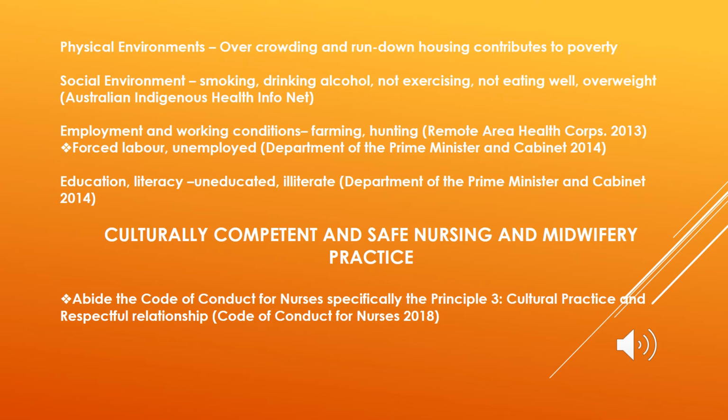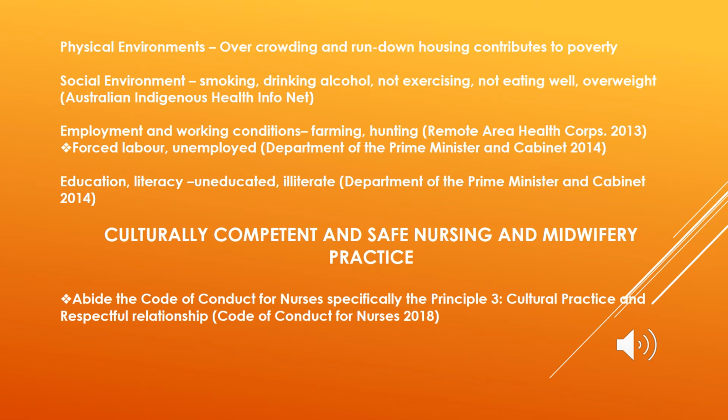Physical environments: overcrowding and rundown housing contribute to poverty in Gunbalanya and other remote areas in the Northern Territory. Social environment: Aboriginal and Torres Strait Islander people have an unhealthy lifestyle, such as smoking, drinking alcohol, not exercising, not eating well, and being overweight, which contributes to developing heart disease.